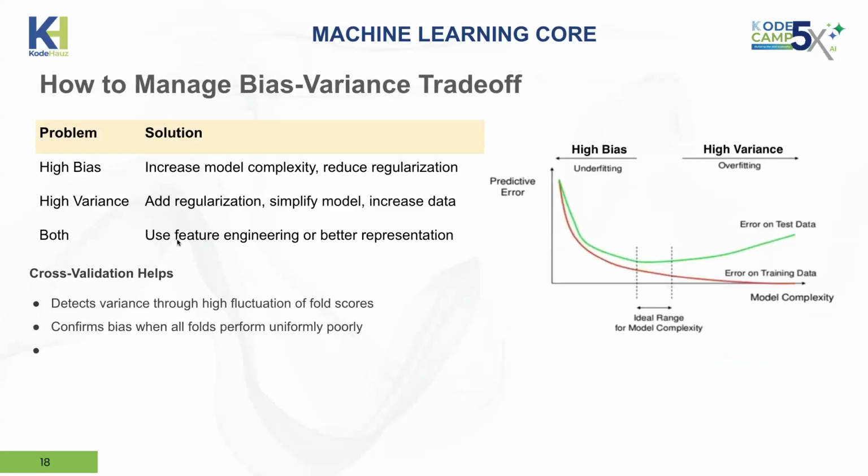If you have both high bias and high variance, that means you are in for a bad time. So you have to really do feature engineering or use a better representation of the features.